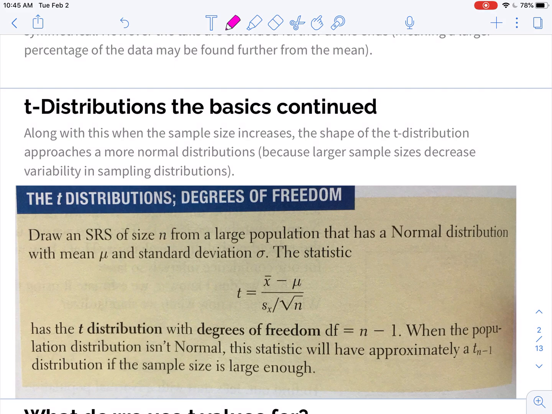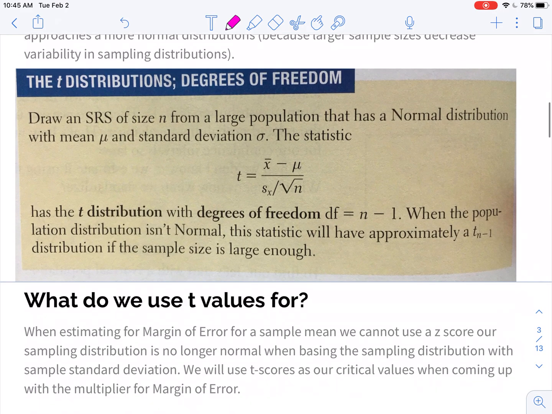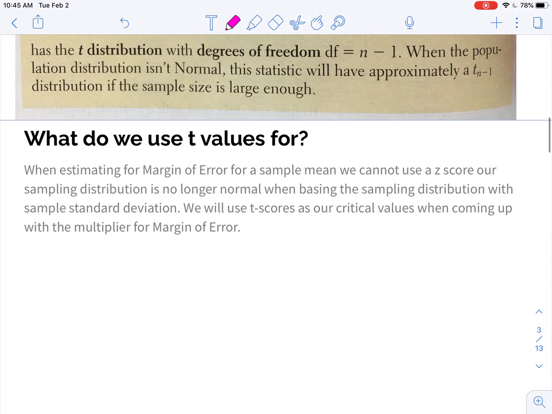And we say that a simple random sample of any size n has a t-value, which is the x mean minus the mean over the standard deviation divided by the square root of n, and it has a t-distribution with n minus 1 degrees of freedom. Don't get bogged down in the details yet again. So what does this mean? We're going to use t-values as our critical value.